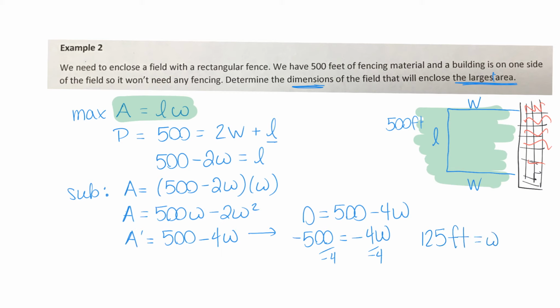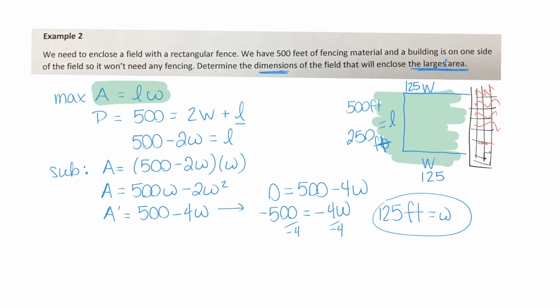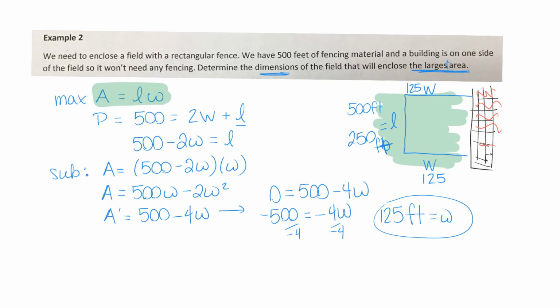That equals our W. Okay, so if this is 125, and this is 125, that adds up to 250, which means our length has to be 250 feet. Wow, that's not how you spell feet. Okay, so the dimensions that will give us the largest area are 125 by 250 feet. Okay, not bad.